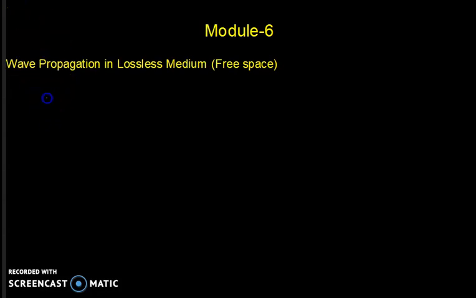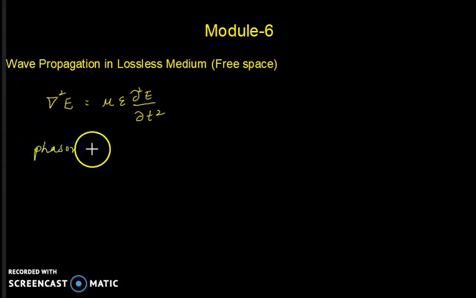mathematically represented. So the expression is del square E is equal to mu epsilon, the second partial derivative of E with respect to time. So this is the expression of the electromagnetic wave propagating in a lossless medium. Now let's see how we can express this equation in phasor form.